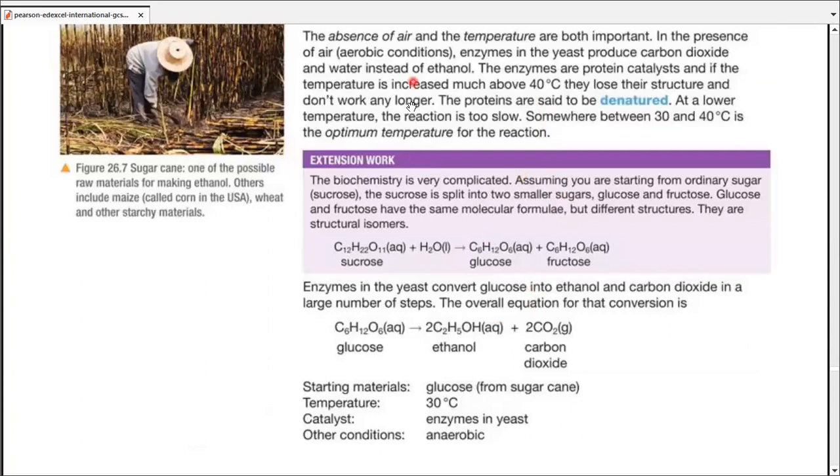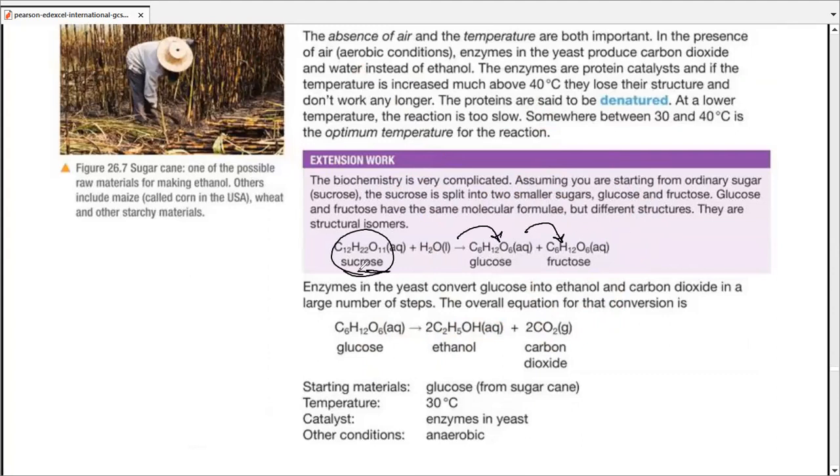Moving on, I was just clearing it up. Okay, so moving on, let's study this reaction in detail. The biochemistry is very complicated, so we don't discuss biochemistry over here. What we discuss is that we can simply convert the glucose into ethanol and carbon dioxide. However, they have discussed that the sucrose can be converted into glucose and fructose.